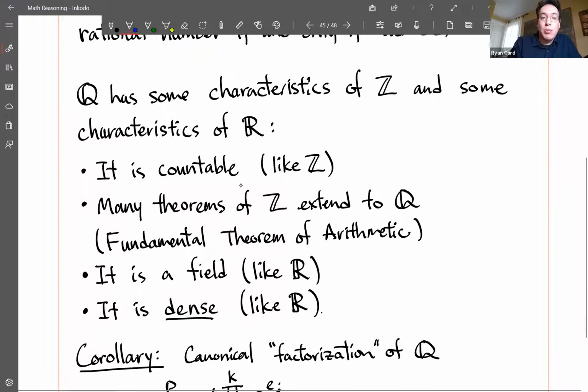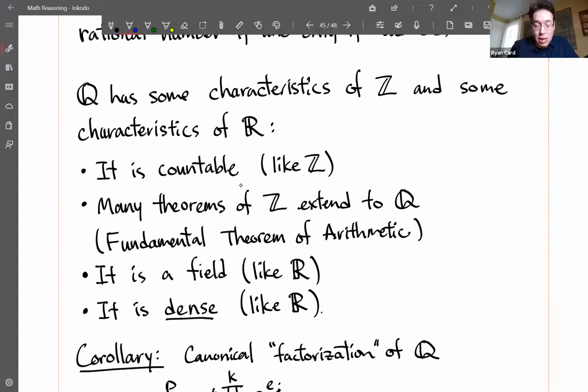Rational numbers are really nice because they share some of the characteristics with integers and some other characteristics with real numbers. It kind of seams them together, right? One awesome thing about rational numbers is that they're countable. There are infinitely many rational numbers, but you could list them. It has the same cardinality size as the natural numbers. And a lot of the cool theorems about integers extend to rational numbers as well.